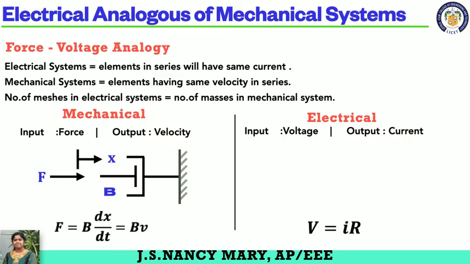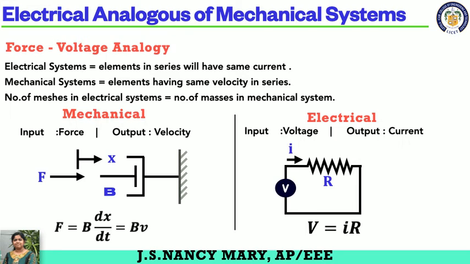is equal to BV. That is, instead of force, I have written voltage. Instead of velocity, I have written the current. So instead of B, I should write R. Okay. So the similar element for the frictional coefficient in your electrical system will be resistance R.